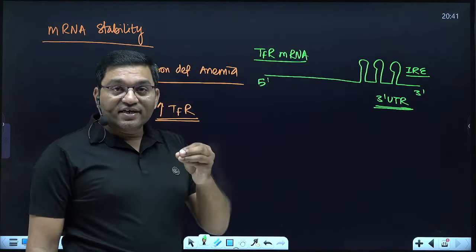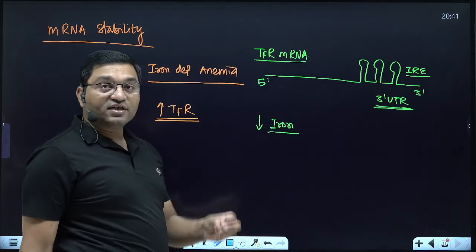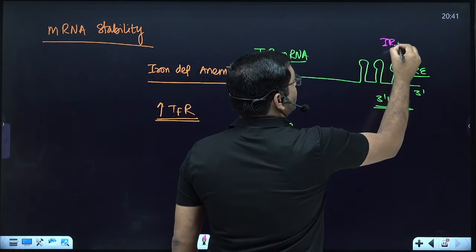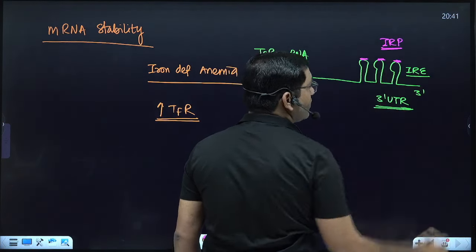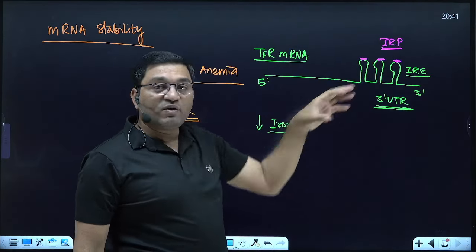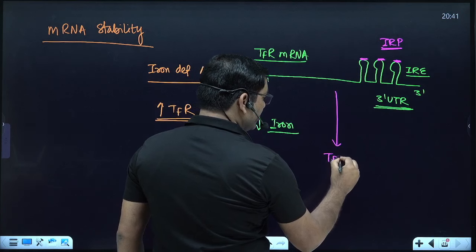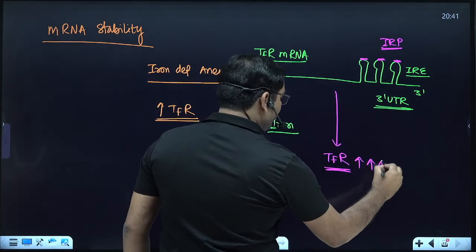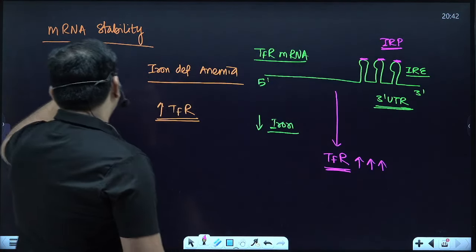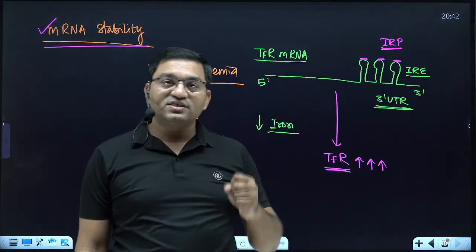Now, whenever there is low iron, the iron regulatory protein gets attached to the iron responsive element and increases the stability of this mRNA. So it will be available for a longer duration of time. The mRNA is stable now, and through translation it will produce transferrin receptors. So in low iron or iron deficiency anemia, there is increased synthesis of transferrin receptors by making the mRNA stable for a longer duration, so that the protein is produced in the cell. That is known as increasing mRNA stability.